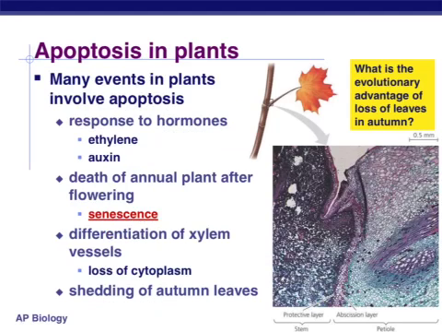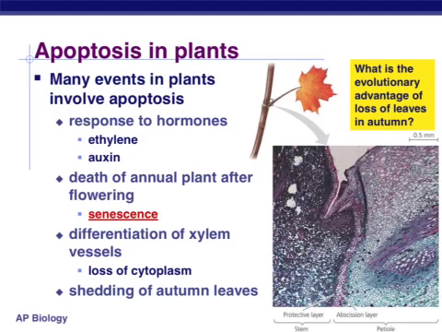Okay, apoptosis in plants. Now hopefully you remember that apoptosis is programmed cell death. And a lot of the events in plants actually involve apoptosis of some sort. It's normally in response to one of two hormones, either ethylene or auxin. And good examples would be when annual plants die every year after flowering. You know, those plants that only live for a year, so they flower, and once those seeds have been made and the pollen dispersed and all of that, the plant dies. All of that is through apoptosis.